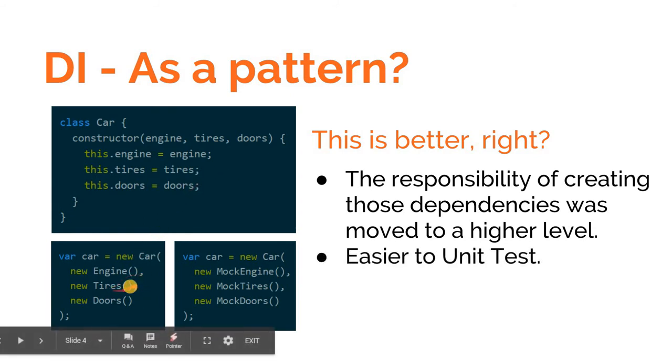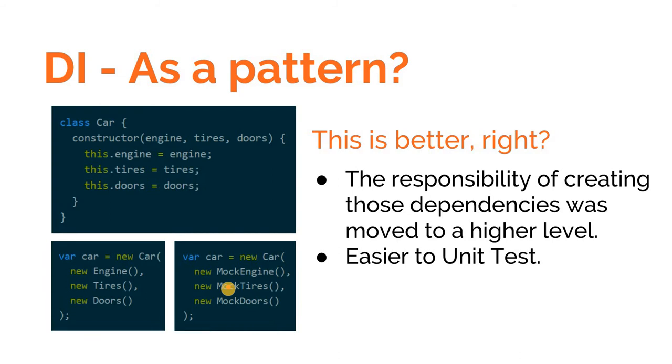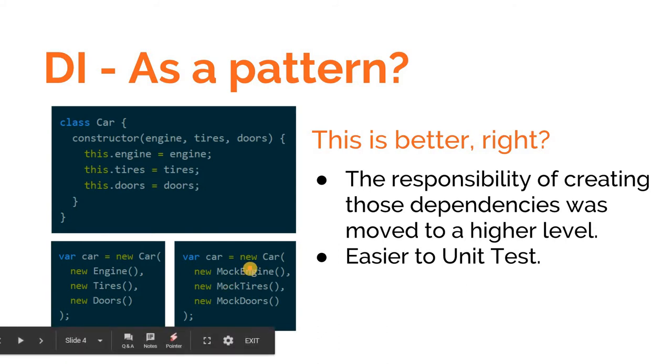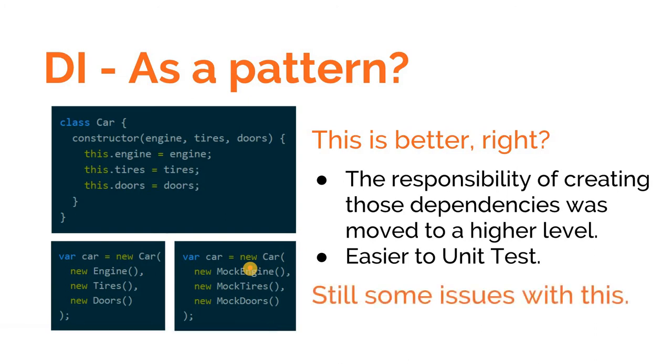And it's also easier to unit test, as we can see here. We can provide some types of engine in the first instance and test it with these engines, tires, and doors. And then in the second instance we can also provide certain mock engines with different horsepowers, tires with different pressures, and doors with different colors and things of that sort. So that way it's also easier to unit test. But then there is still some issue with this code.